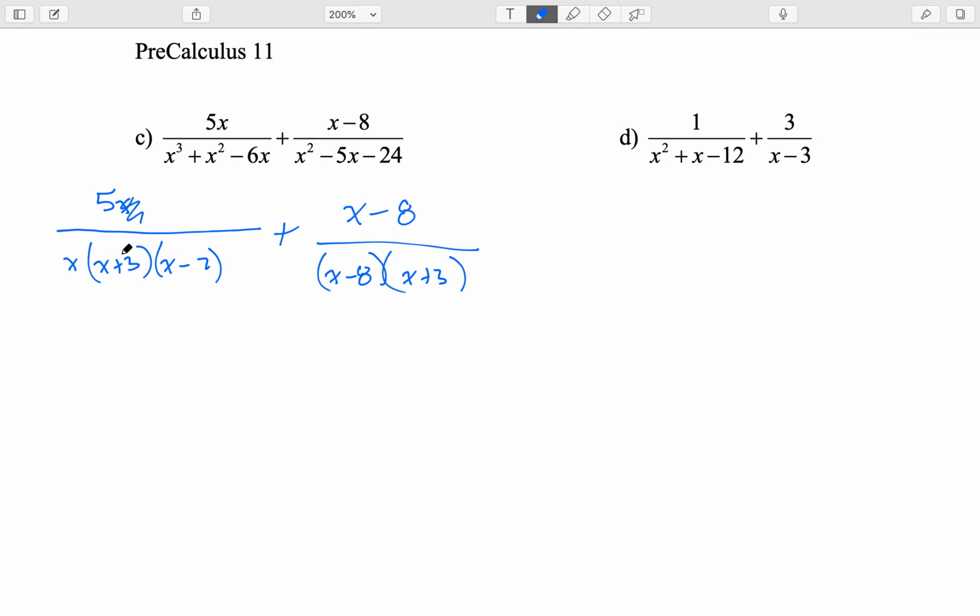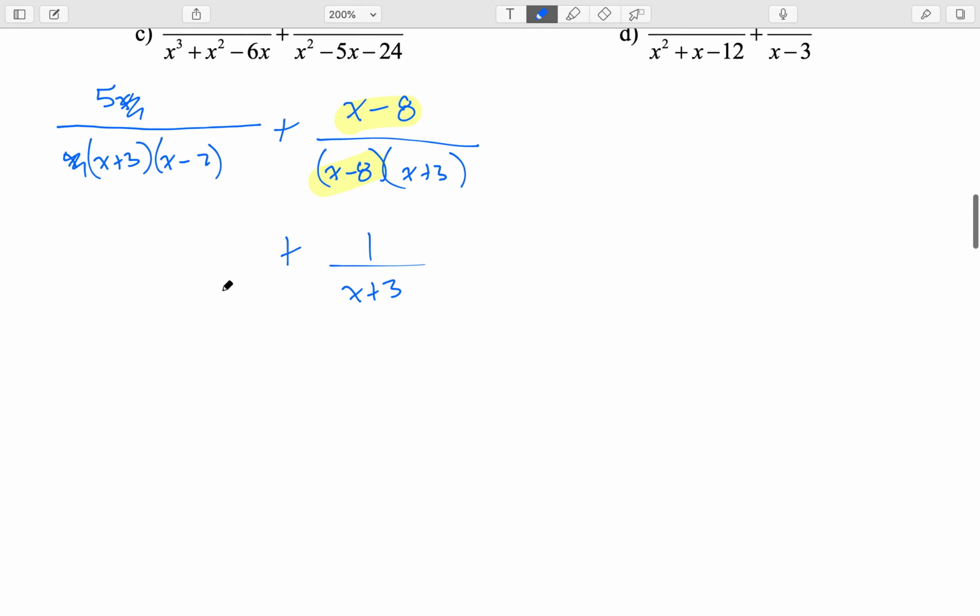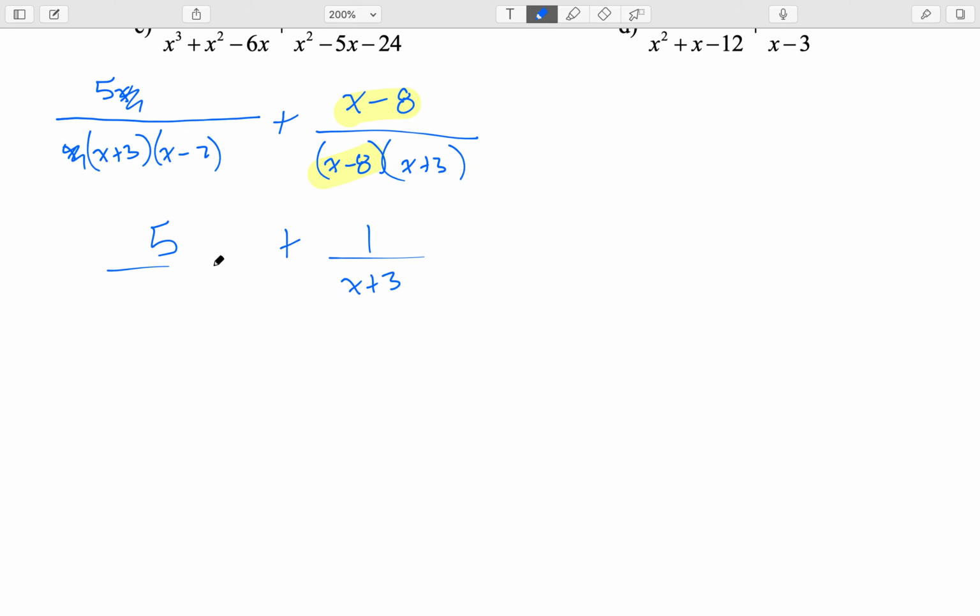Okay, this x will cancel right off the bat. And x minus 8 and x minus 8, they cancel. So what am I left with? 1 over x plus 3. What am I left with over here? 5 over x plus 3, x minus 2. x plus 3 is already common. That part's done. But the x minus 2, I need an x minus 2 over here. That way I would have a common denominator.